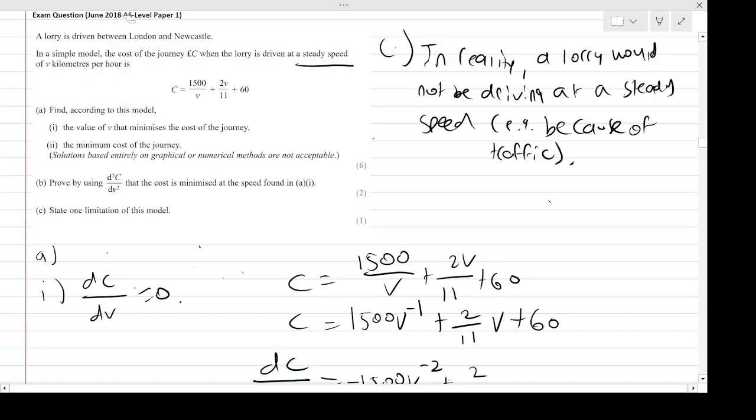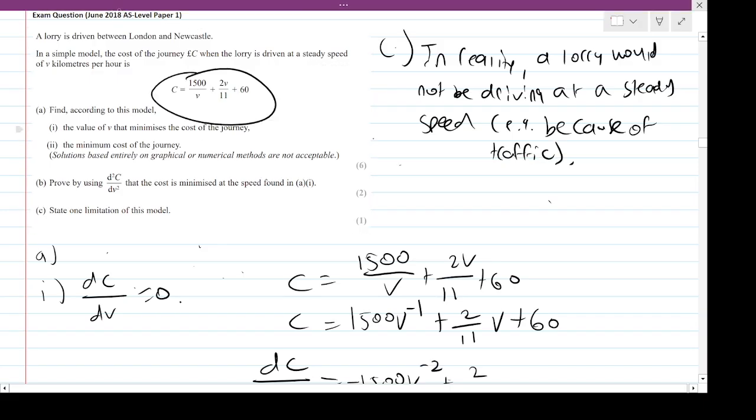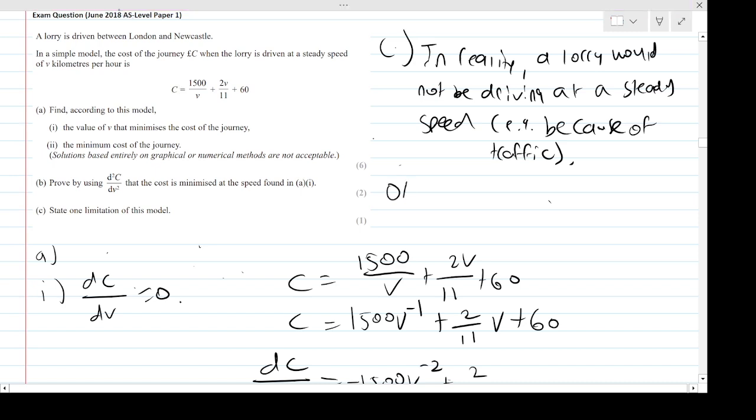You could also probably say, if you look at the equation, what happens if v is 0? When the lorry's not moving, it wouldn't have any cost. So you'd expect c to equal 0 because there's no cost when it's not moving. But actually, it's not even defined. The model doesn't define it, because we'd be dividing by 0, as we're dividing by v. So that would be another flaw: model not defined when v is equal to 0, as cost should be 0.